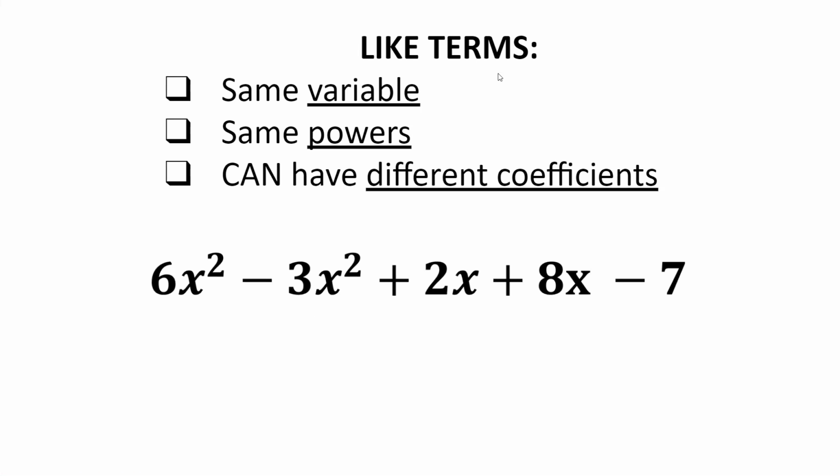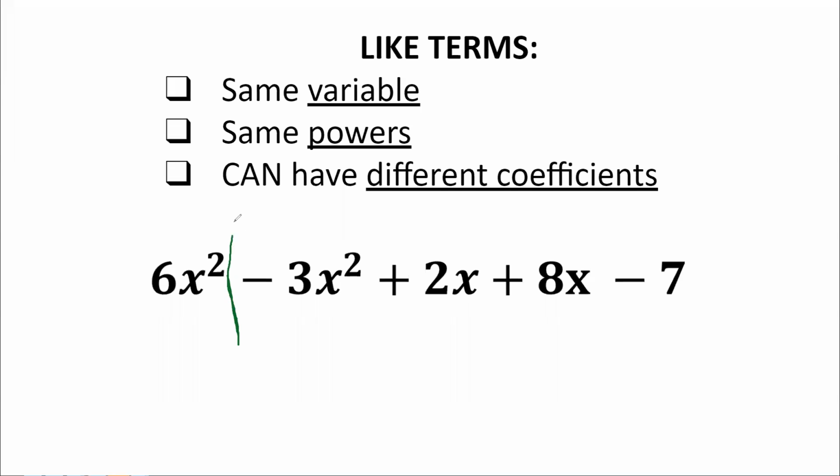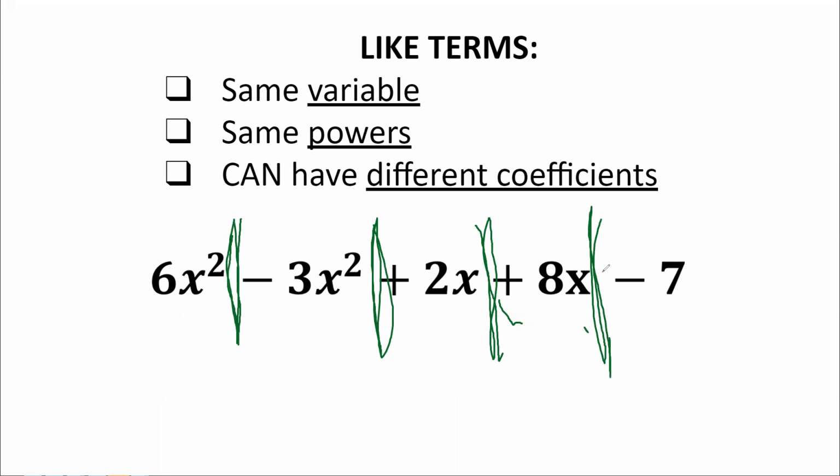Like terms, remember the word like means similar. They look kind of sort of the same. Like terms have the same variable, same powers, but they can have different coefficients. So let's go ahead and draw our walls right before our addition or subtraction signs. So there's another wall. So think to yourself, how many different terms do I have here? And hopefully you said 5. So 1, 2, 3, 4, 5.